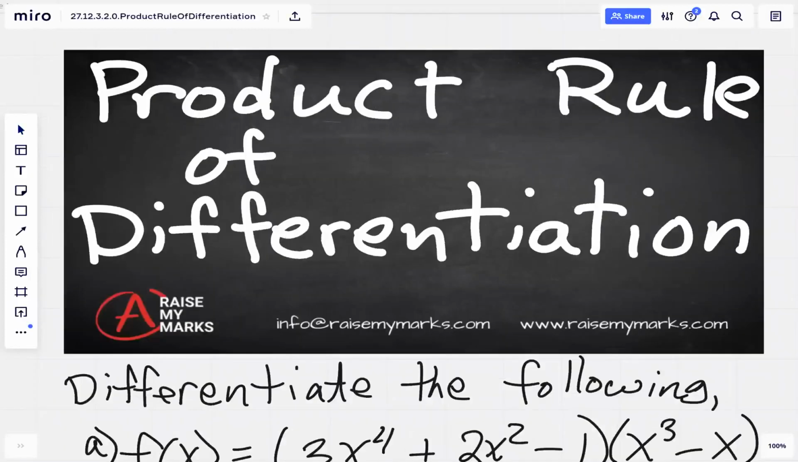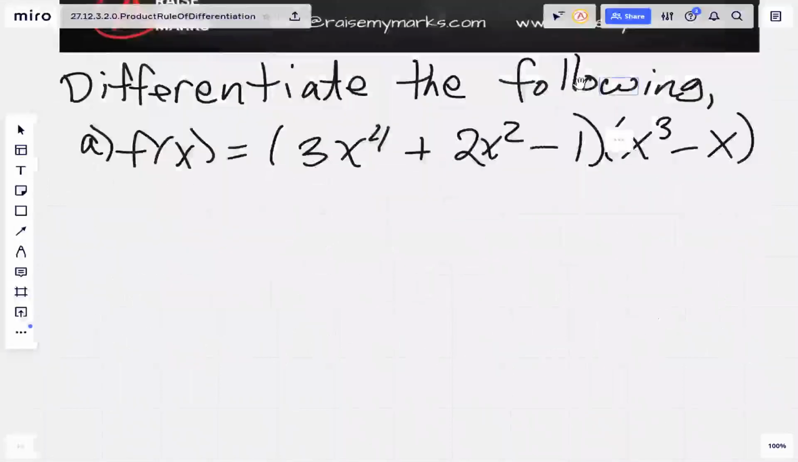Okay, so let's see what this is. We're asked to differentiate the following function. f of x in this case equals 3x to the power 4 plus 2x squared minus 1, all times x cubed minus x. So we need to use the product rule. Okay, so what is the product rule?